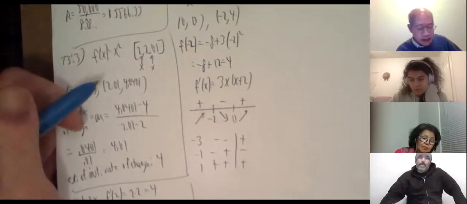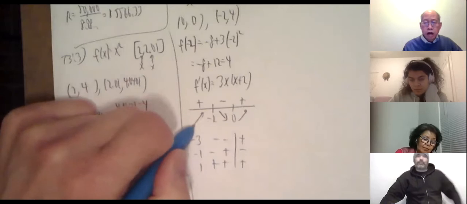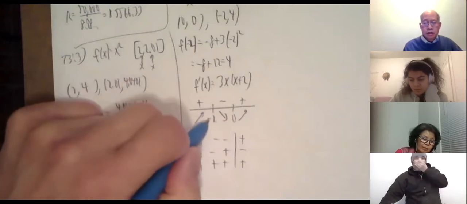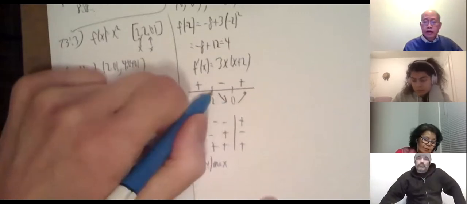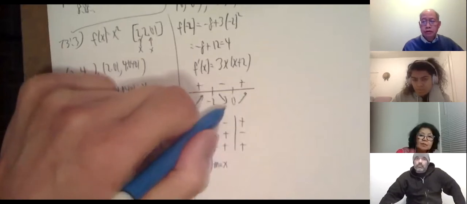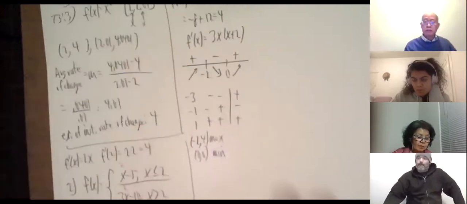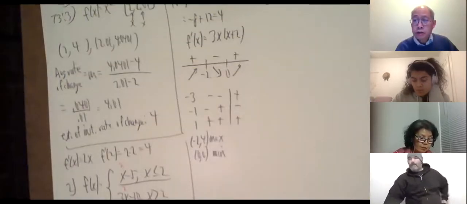So it's asking for max and min. At negative 2, the graph goes up, then it goes down. That must mean a maximum. So negative 2, 4 is a max. At 0, we go down the roller coaster, then we go up the roller coaster. That must mean we have a minimum. So 0, 0 is a minimum. So that's that.